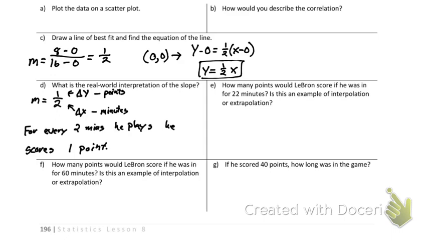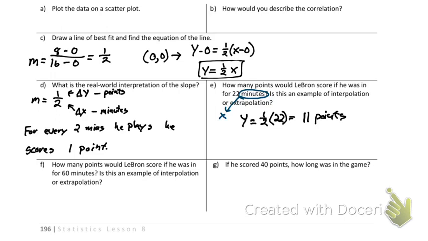All right, then the next one says, how many points would LeBron score if he was in for 22 minutes? Are 22 minutes our x values or our y values? They're going to be our x values. So we're going to plug 22 in for our x. So we are going to plug it into our equation. We're going to have y equals 1/2 times 22, which would equal 11 points.